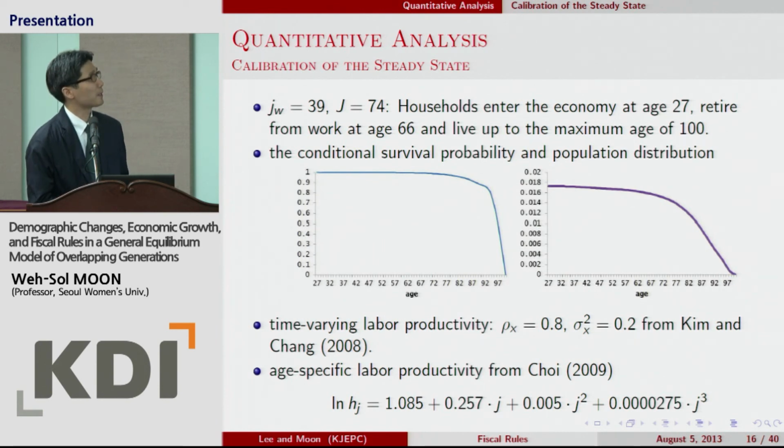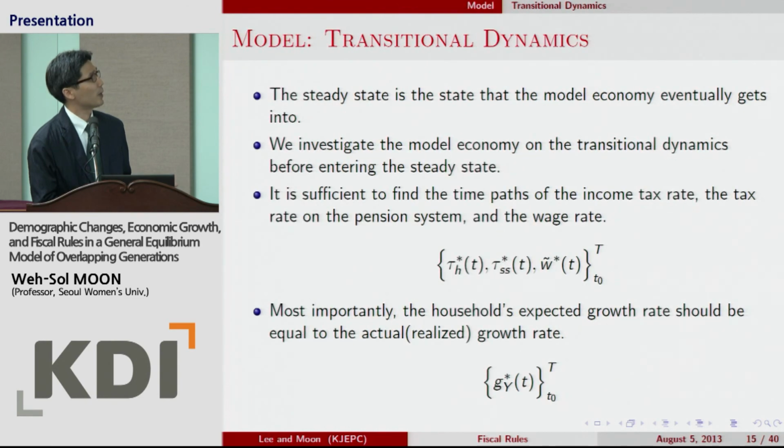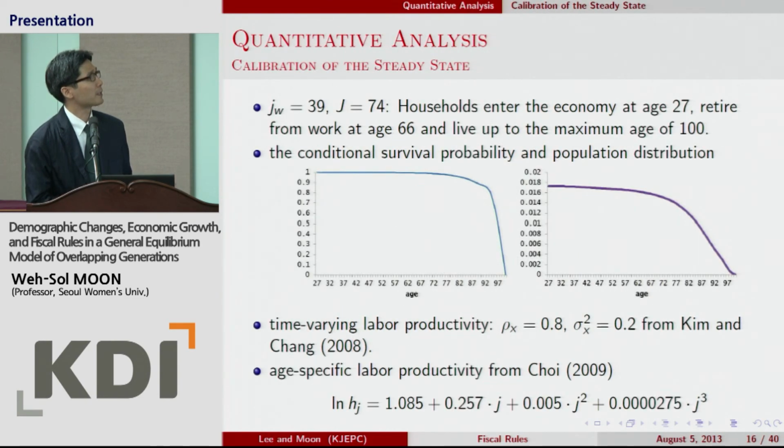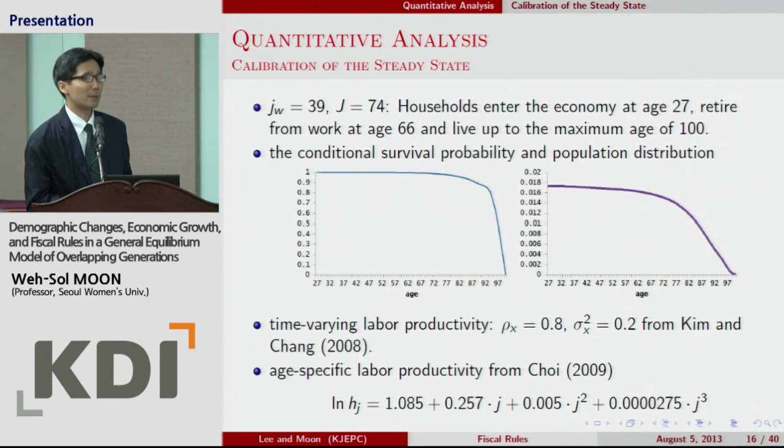Let's talk about quantitative analysis. So we need to calibrate the model parameters. We assume households enter the economy at age 27 and retire at age 66. It's not quite realistic, but I take that as given. And they live up to the maximum age of 100. The conditional survival probability comes from Statistics Korea. These are projections made by Statistics Korea. This is the population distribution over age, calibrated from Statistics Korea.